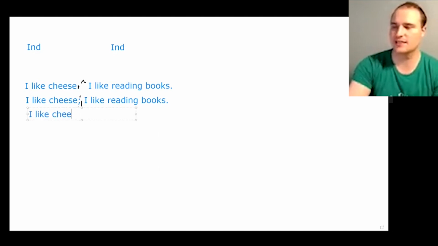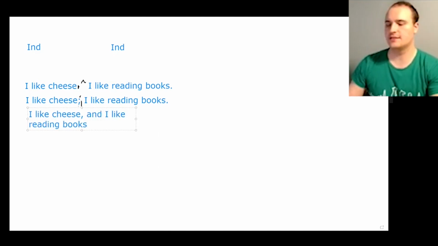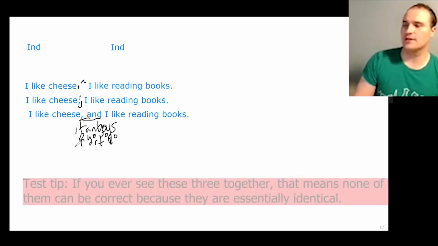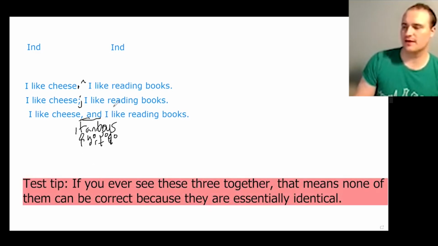So I like cheese, and for instance. And so comma fanboy, what does a comma fanboy mean? Yeah, good. For, and, nor, but, or, yet. So these are the fanboys. So comma, and in this case, is a comma fanboys. Brilliant. Really good work here. And so these are the three main ways that you can connect independent clauses.